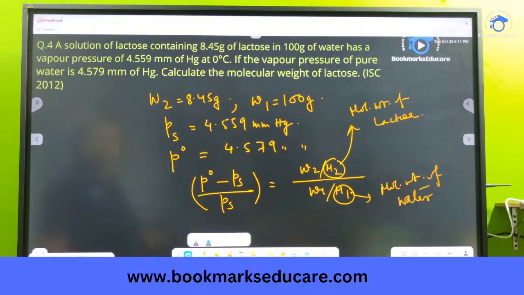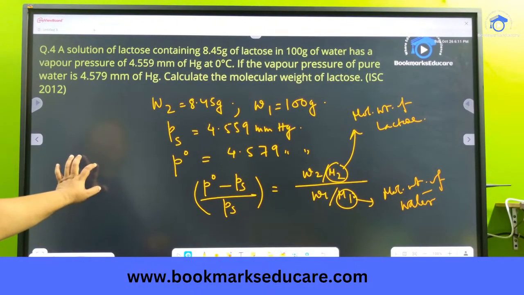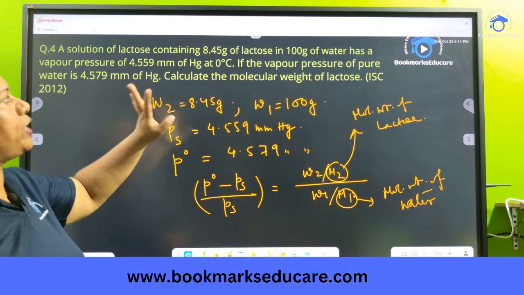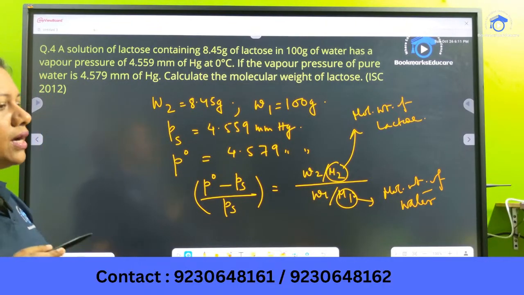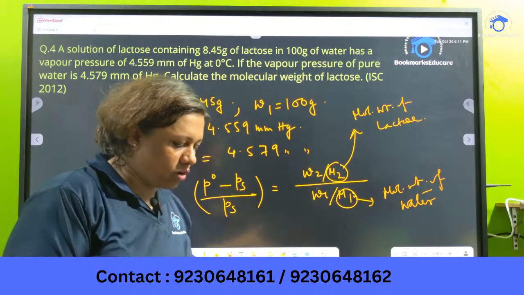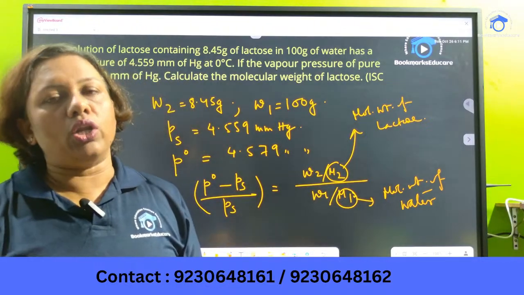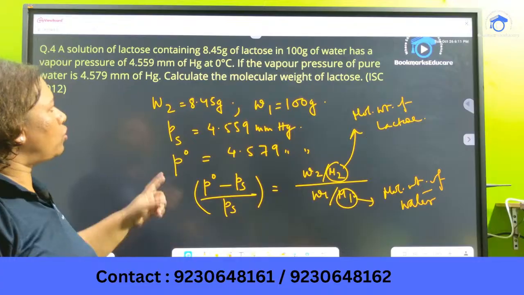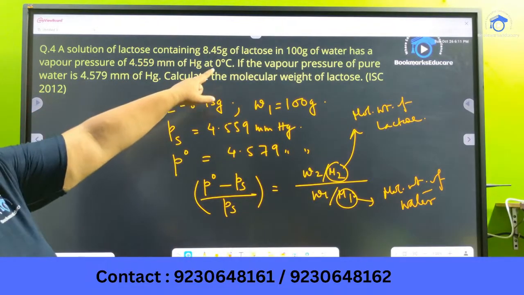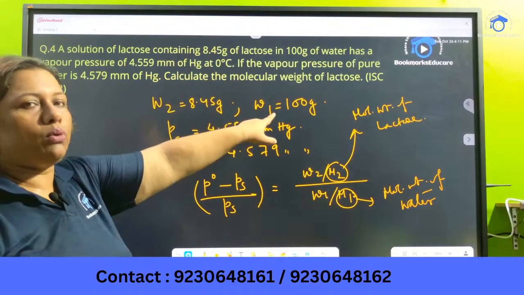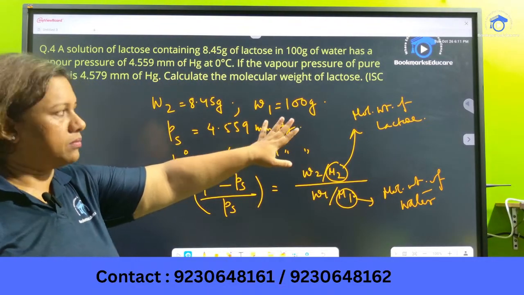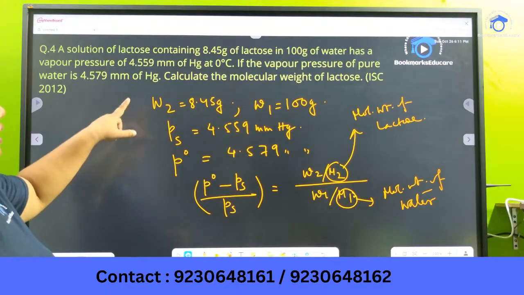So our next problem. Now, a solution of lactose containing 8.45 gram of lactose in 100 gram of water. What I have said earlier कि अगर कोई भी solvent के लिए हम लोग 1, solute के लिए 2. तो फिर W2 is our solute, that is lactose, given 8.45 gram. Water W1 is equal to 100 gram.